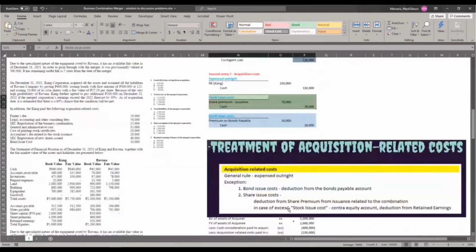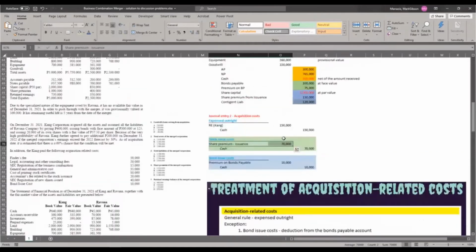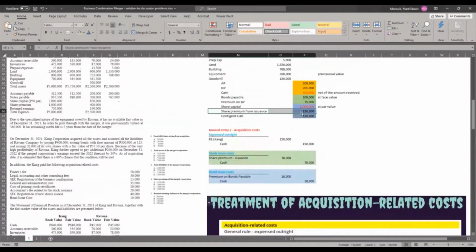So sabi natin, stock issuance cost should be booked as deduction, no, from the share premium from issuance related to the combination. So magkano muna yung total stock issue cost natin? So we have the printing cost, 10,000. Accountant's fee, 20,000 plus the SEC registration, 40,000. So for a total of 70,000. Of course, credit to cash, 70,000. Ito ngayon yung itetest natin. Is 70,000 covered by the existing share premium? The answer is yes. No? 150,000 and 70,000 lang yun.